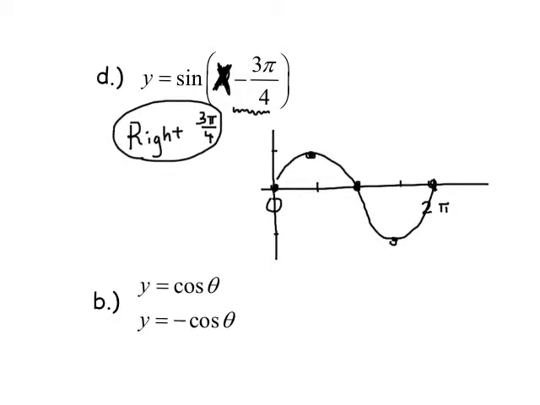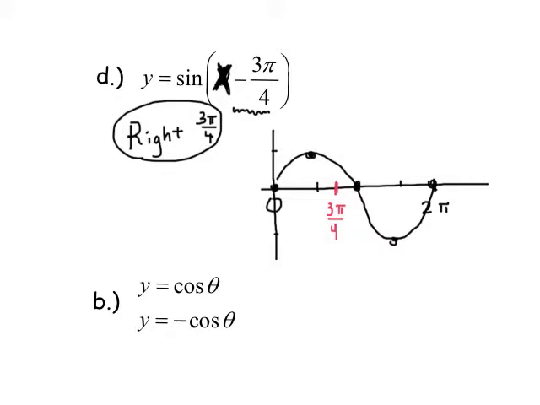Well, remember that this is 2 pi, so this is pi over 2, pi, 3 pi over 2, and 2 pi. 3 pi over 4 is in between, that's like 3/4, so that's in between half and full. So this is 3 pi over 4. So then 3 pi over 4 is how this has been moved over to the right.